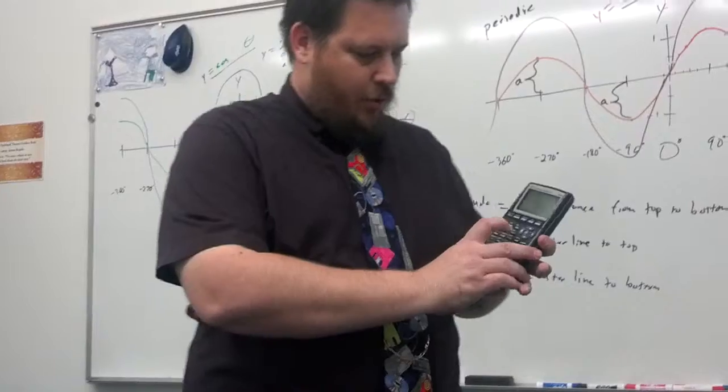Hit the mode button and make sure that about the third line down or so, you have degree highlighted as opposed to radian. Once you do, just go ahead and do second quit. All right, so we're in degree mode.